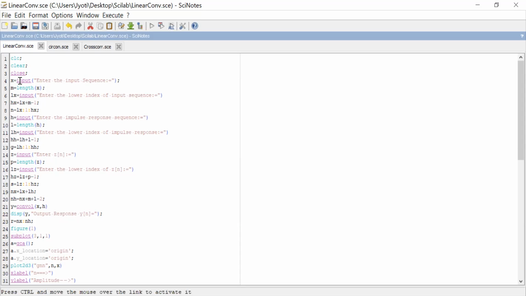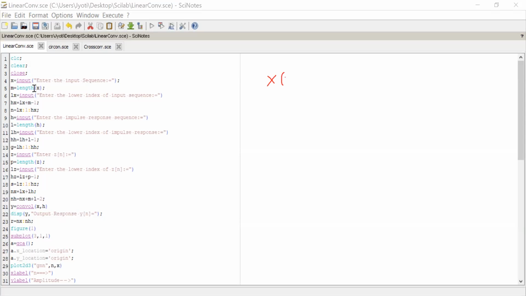Next, x is equal to input, enter the input sequence. Here you enter the input signal x of n. Next, m is equal to length of x. M will store the length of x. Suppose we take x of n is equal to 1, 2, 3 and 4. I'll take this as the x of n signal. This is the input sequence. Then m is equal to length of x. How many samples are there? Here 4 samples. Then m is equal to 4.